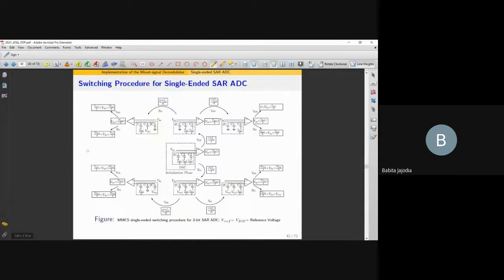Okay. So this was the switching procedure which took place. We have given this example with respect to the 3-bit SAR ADC for better illustration. How does it work?